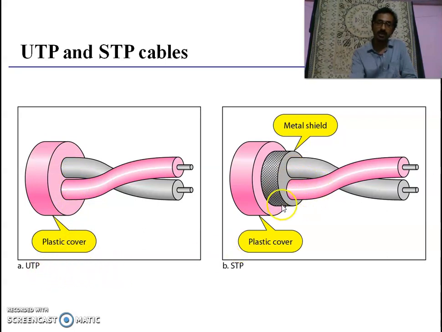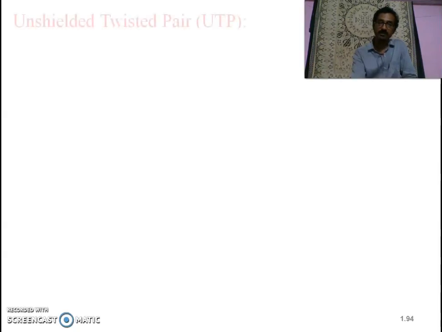In this twisted pair cable a metallic shield is arranged, and a plastic cover is arranged for protection. So where a shield is arranged, that's why it is called shielded twisted pair cable. Metallic shield is arranged in this twisted pair cable. That's why it is called shielded twisted pair cable. And next, the explanation about the shielded and unshielded.